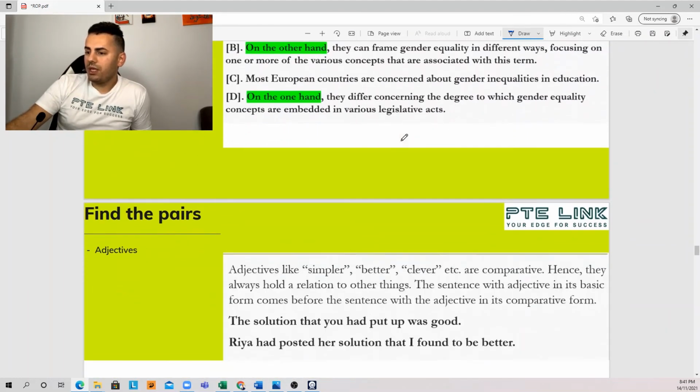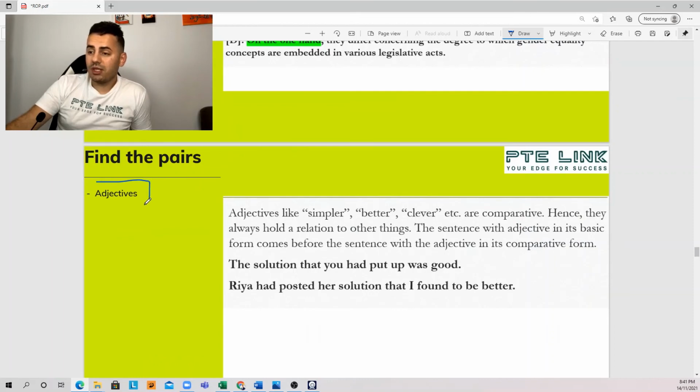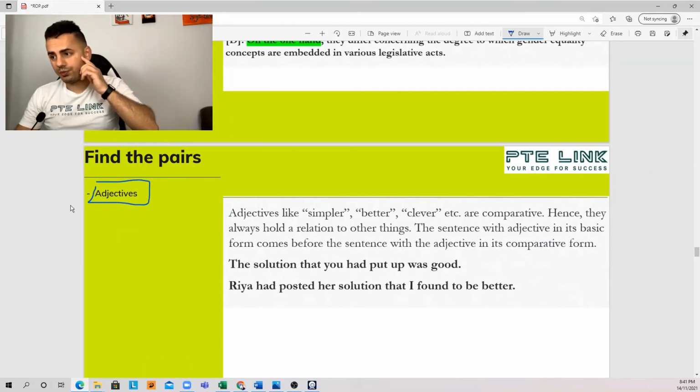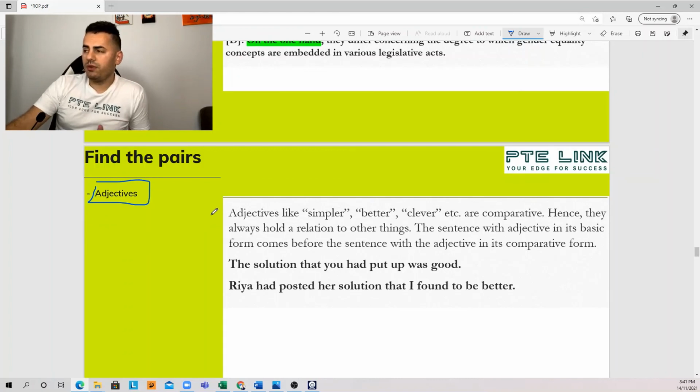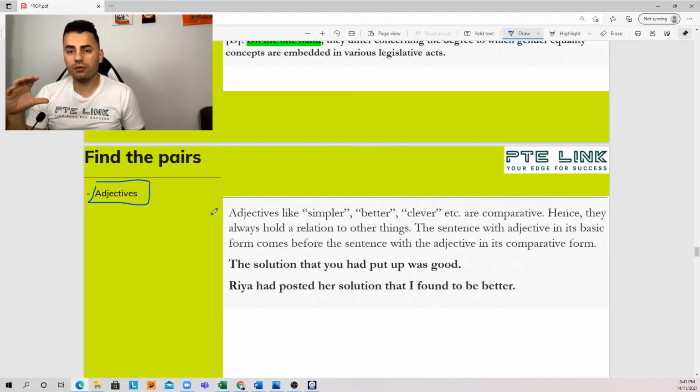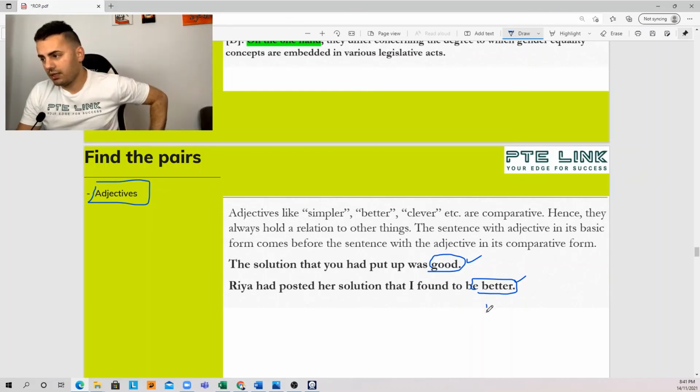The fifth tip is related to the adjectives. This is a very handy and straightforward tip. We have to look at the adjectives in this sequence: the adjective in its base form, the comparative form, and the superlative form at the end. I would say, for example, the solution that you had put up was good, yeah? So that's my adjective, good. Ria had posted her solution that I found to be better, yeah? So this is the base form, and this is the comparative form. If I have another adjective like best, it would be at the end, yeah?